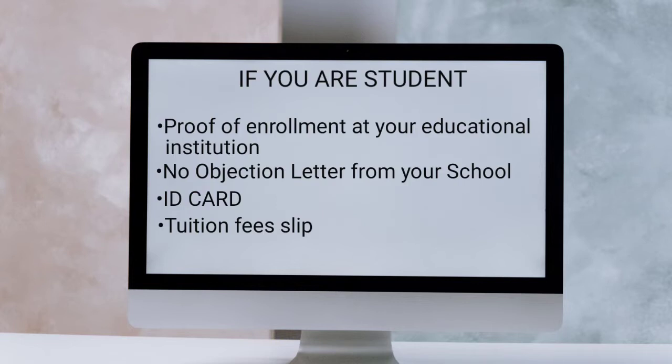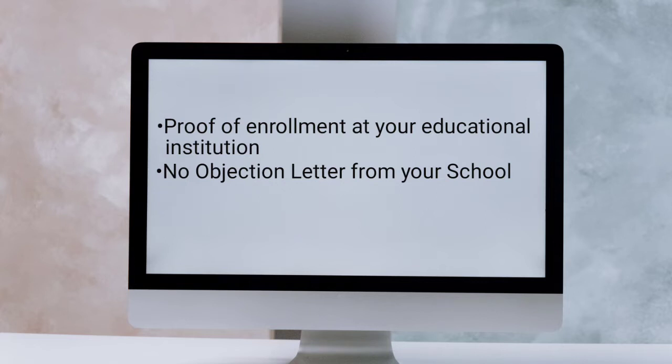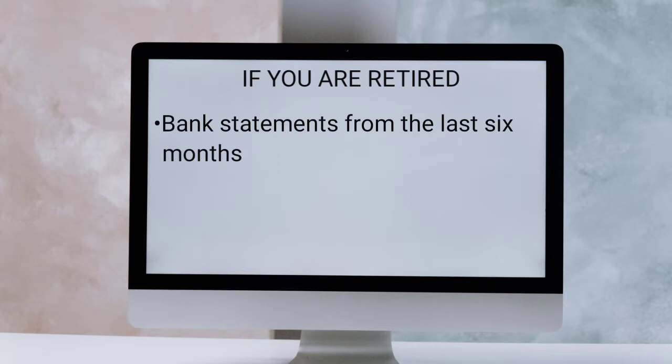If you are a student you have to provide proof of enrollment at your educational institution, no objection letter from your school or university, ID card and tuition fees slip. If you are retired, bank statements from the last 6 months.